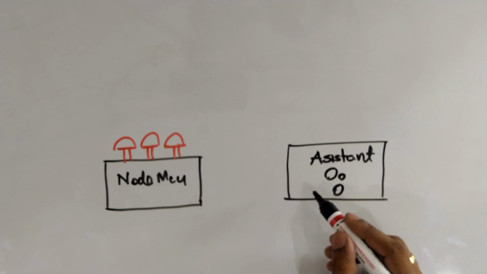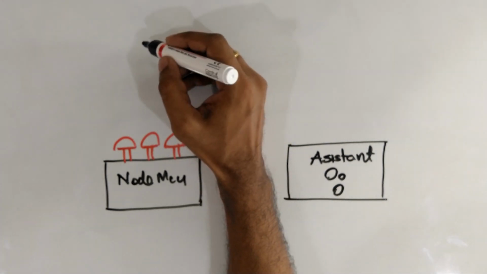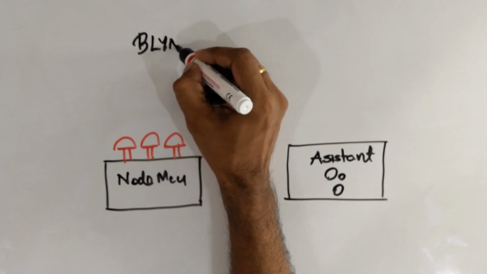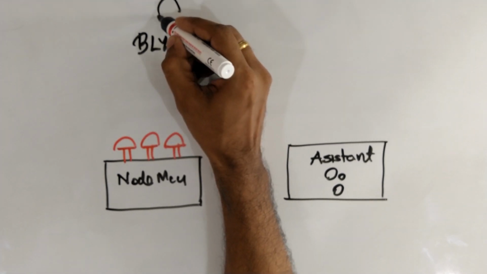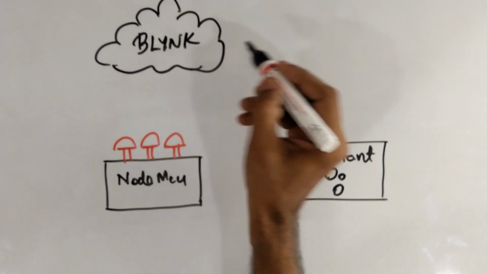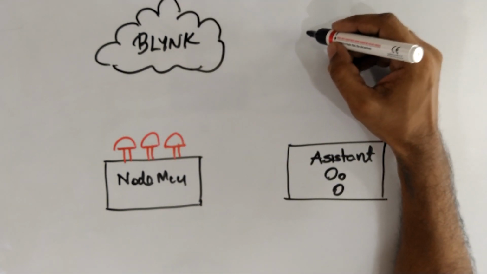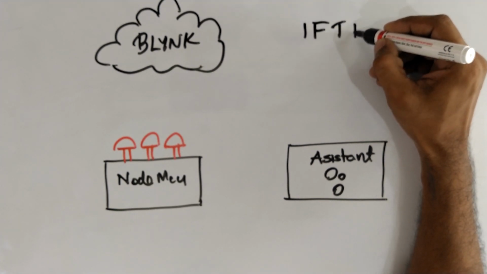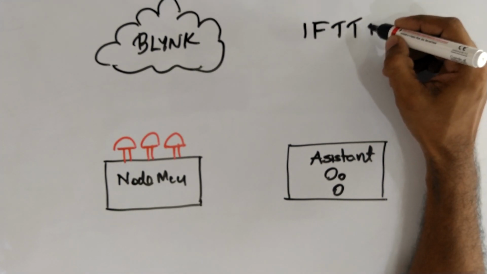So in order to do that, we need help from this guy called Blynk. I'm drawing it in a cloud, and we need one more guy which is called Ifttt.